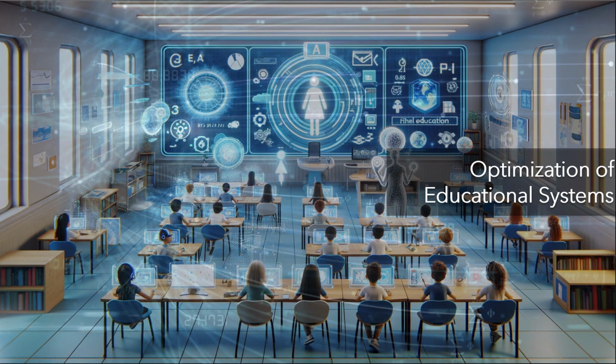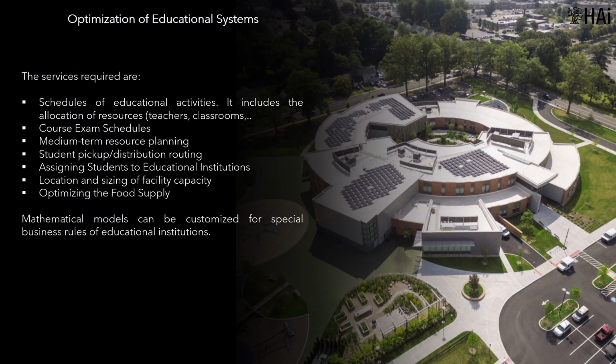Optimization of educational systems. The services required are schedules of educational activities. It includes the allocation of resources, teachers, classrooms, course exam schedules, medium-term resource planning, student pickup/distribution routing, assigning students to educational institutions, location and sizing of facility capacity, and optimizing the food supply. Mathematical models can be customized for special business rules of educational institutions.